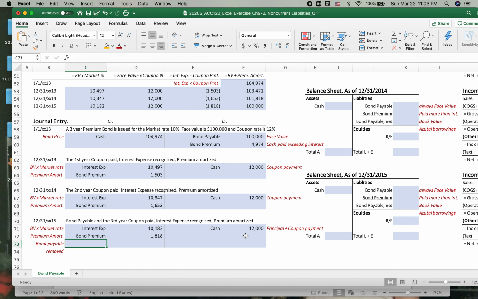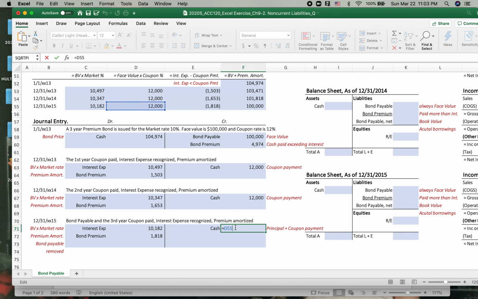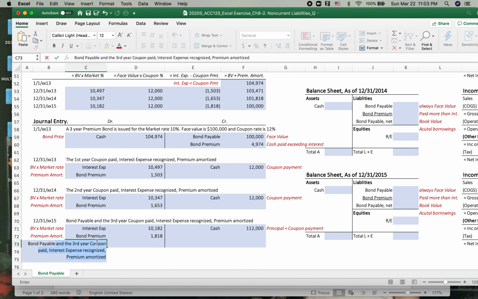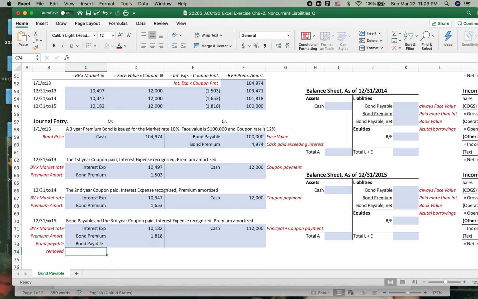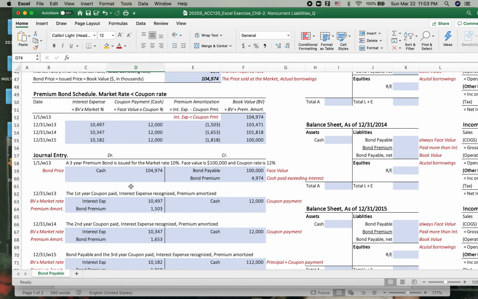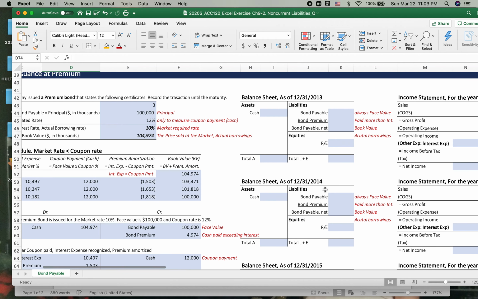Then, is that all? No, the company paid out the cash amount 100,000 at the maturity, and the bond payable. The bond payable now 100,000 should be cancelled out when the company paid out the principal plus the coupon payment. Now let's link the journal entry to the balance sheet and income statement.